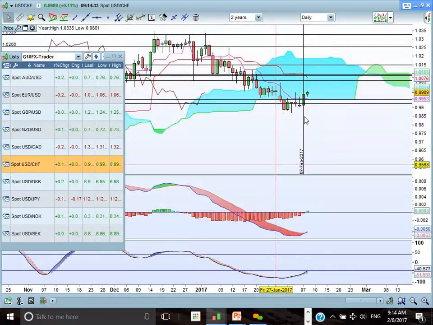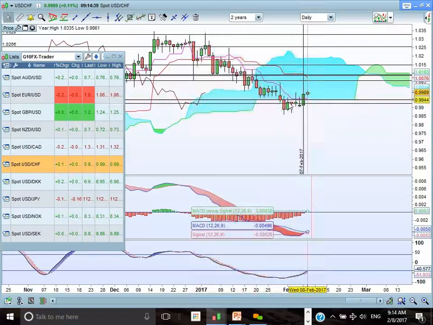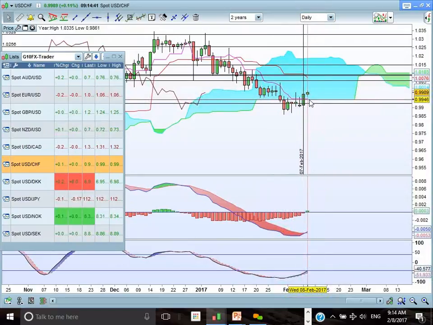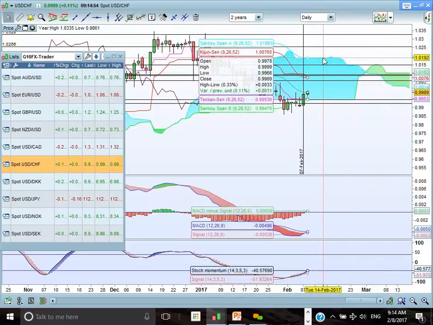US dollar Swiss franc, successful retest of support here at the bottom end of the cloud. Lots of water torture there the last couple of days, but it looks like we might be going back up. Support held, had just had a MACD buy signal, so this rally could last up to the first level of resistance at 101, and then the next level of resistance at the cloud here at 1.0192, the top end of the cloud.